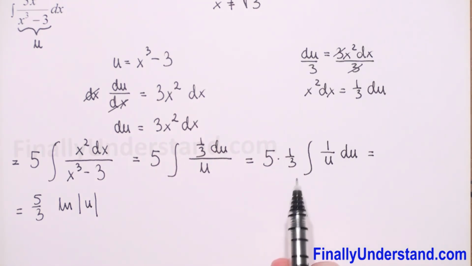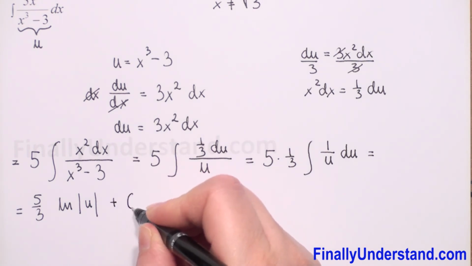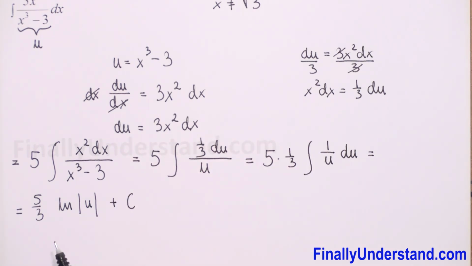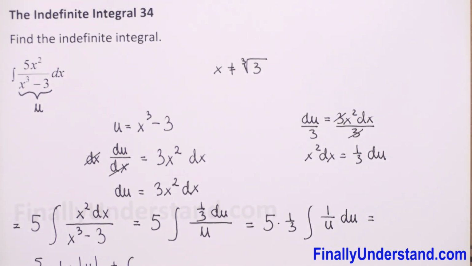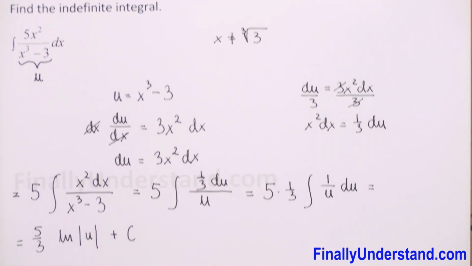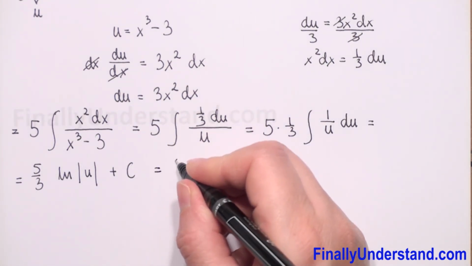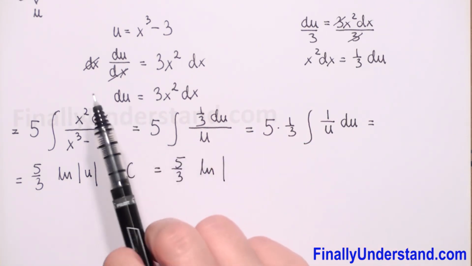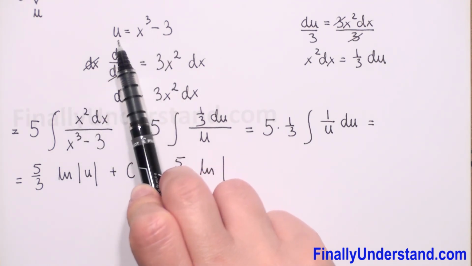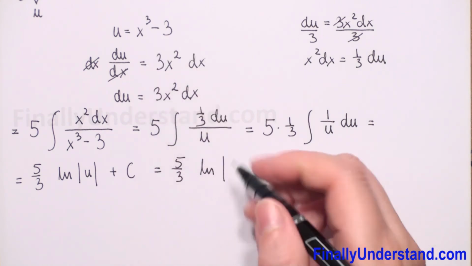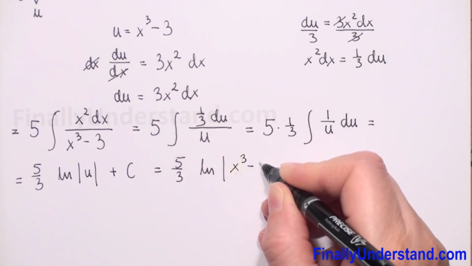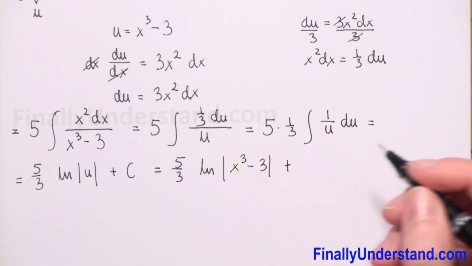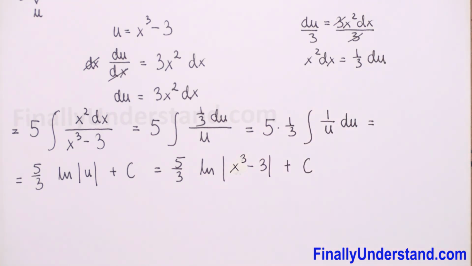Because we have an indefinite integral, we have to add a constant. We found our integral with respect to u. Now we have to unsubstitute u because we have to find the integral with respect to x. So this is equal 5 over 3 natural logarithm, and we have absolute value of x cubed minus 3, because u is equal x cubed minus 3, plus constant c. So we are finished.